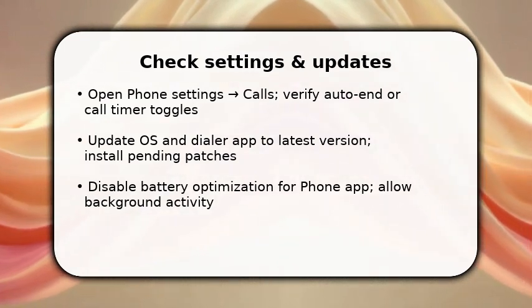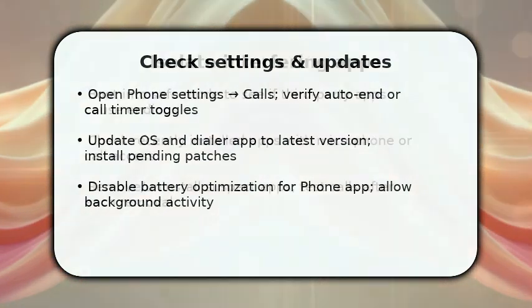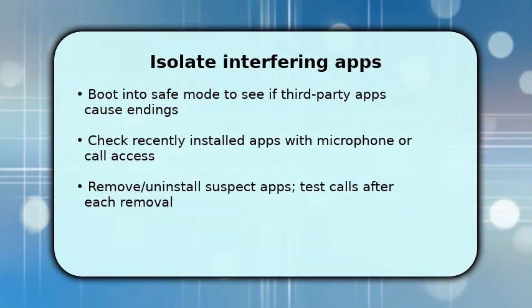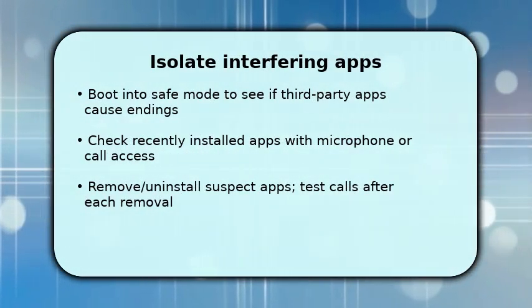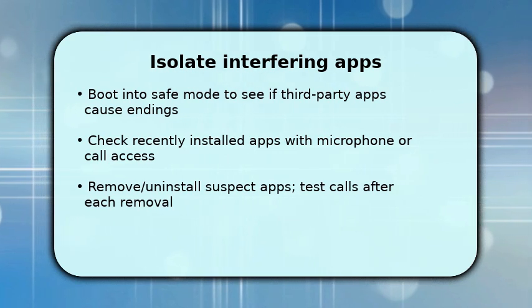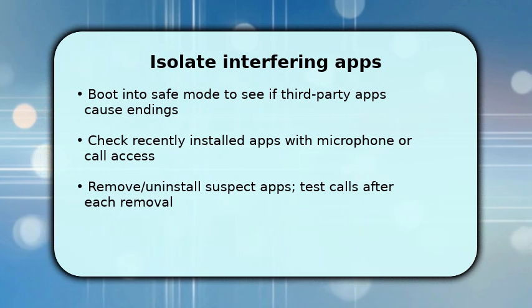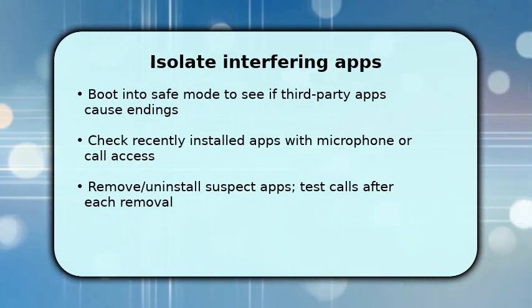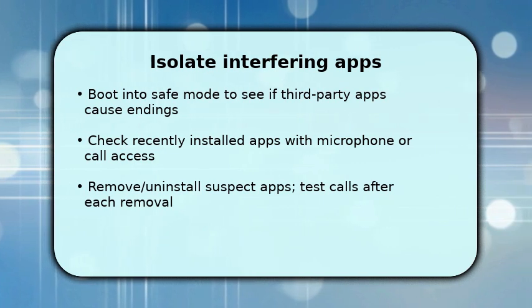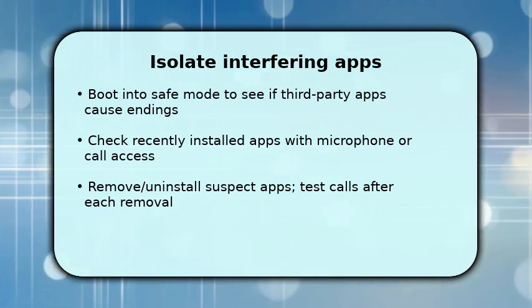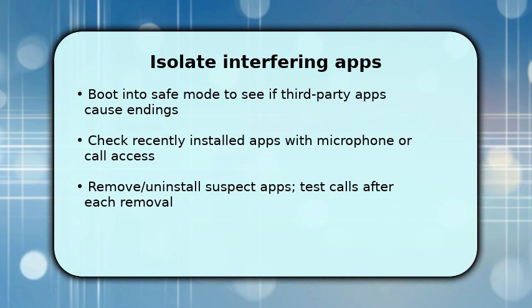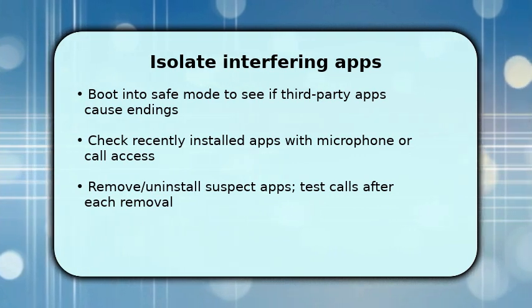Next, isolate interfering apps by booting into safe mode so only system apps run. If calls stay connected, a third-party app is the culprit. Once you confirm that, inspect apps installed recently or those with microphone, overlay, or call permissions, and revoke permissions or uninstall them one at a time. Make short test calls after each removal so you can identify the offender.